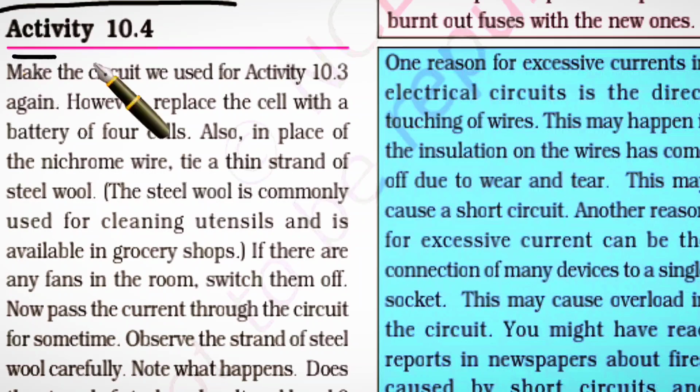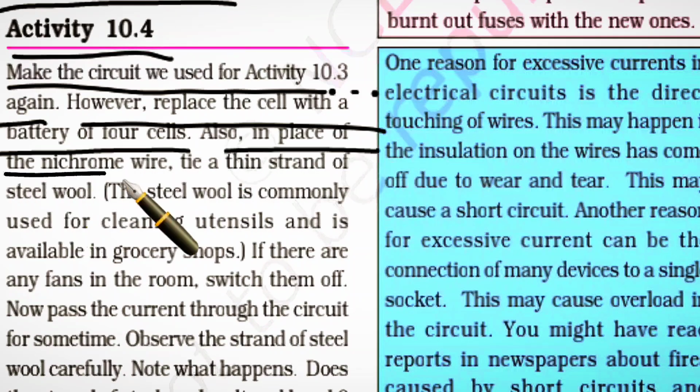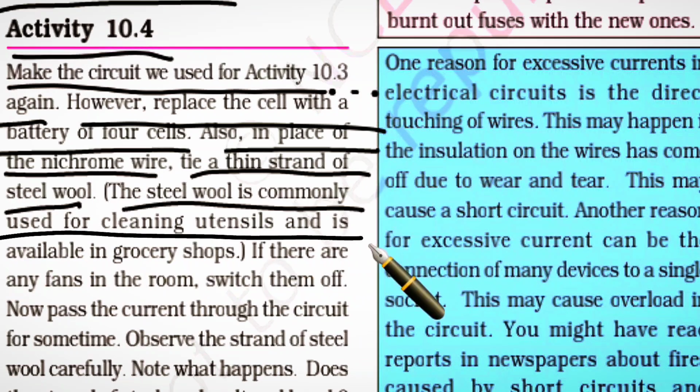Activity 10.4. Make the circuit used for Activity 10.3 again. However, replace the cell with a battery of 4 cells. Also, in place of the nichrome wire, tie a thin strand of steel wool. The steel wool is commonly used for cleaning utensils and is available in grocery shops.